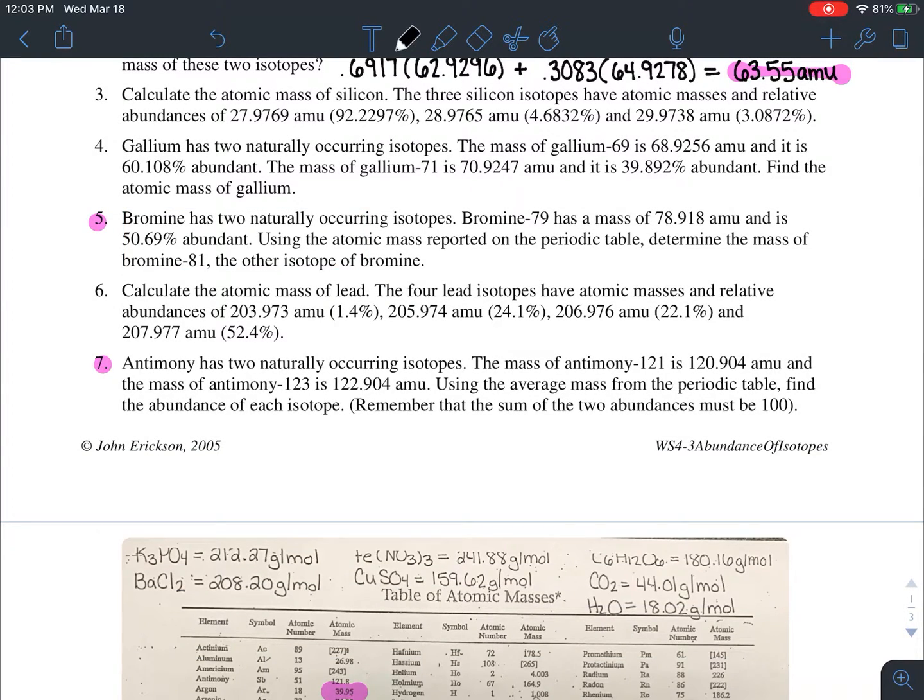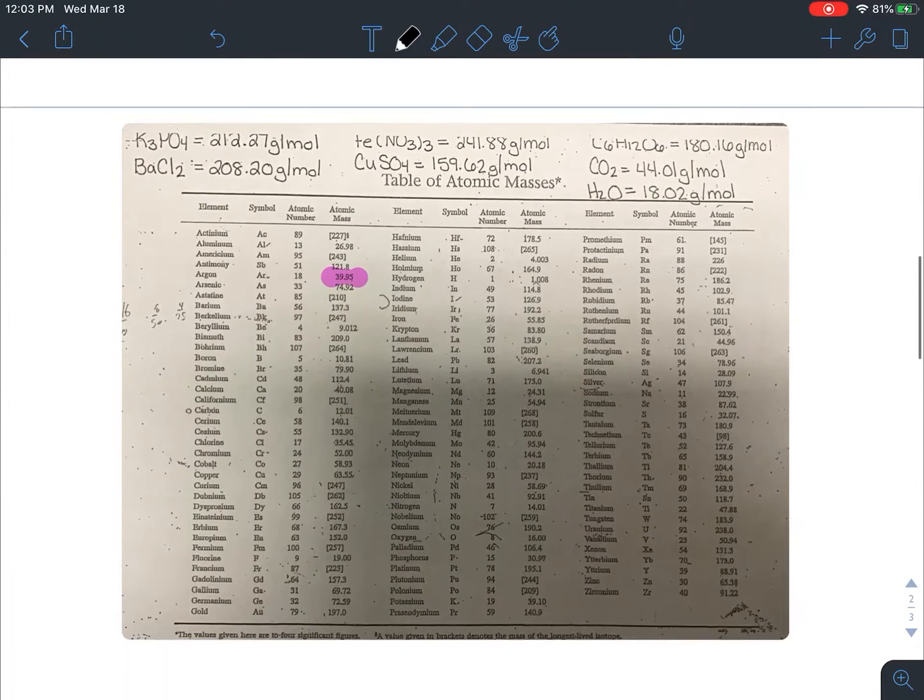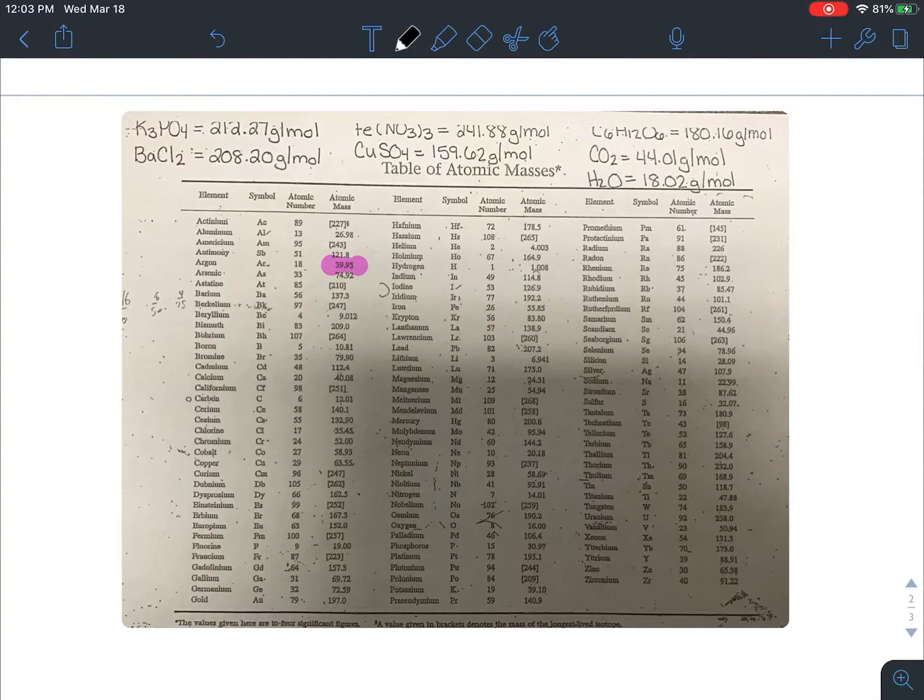Whenever it's asking you to determine something from the periodic table, please use the sheet that I gave you. I have posted a copy of this in Canvas as well, and you were all sent home with a copy of this. If you were one of the unfortunate few who had to miss class this week and you did not get a copy of this last Friday, please download that onto your iPad and use it.